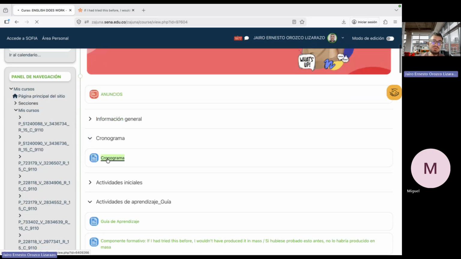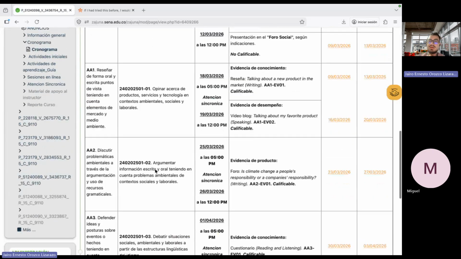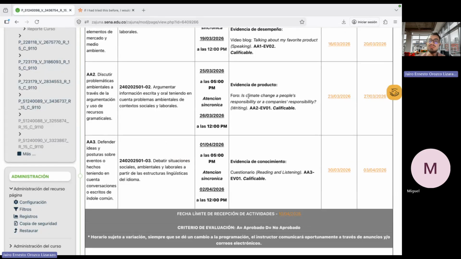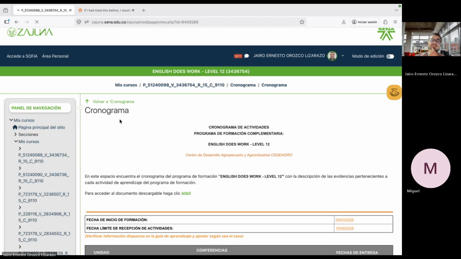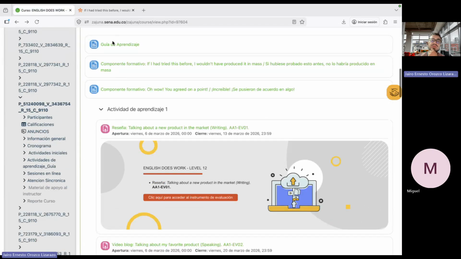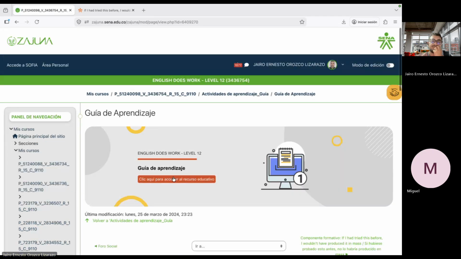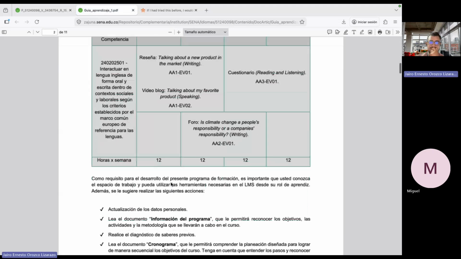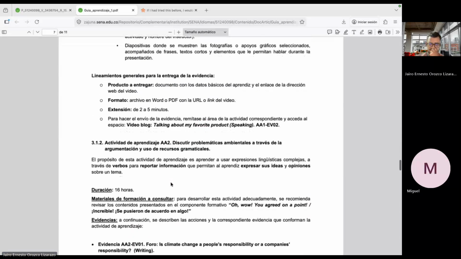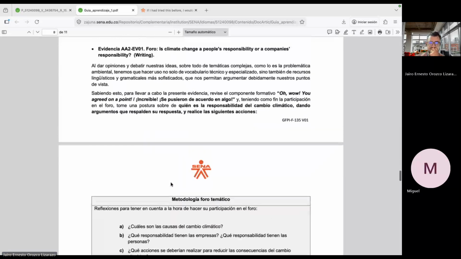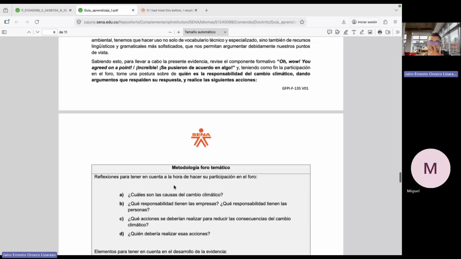according to the schedule, we have the photo. Is climate change a people's responsibility or a company's responsibility? Okay, so according to the guía de aprendizaje, this evidence is the photo. So we have to make an opinion taking into account this question.